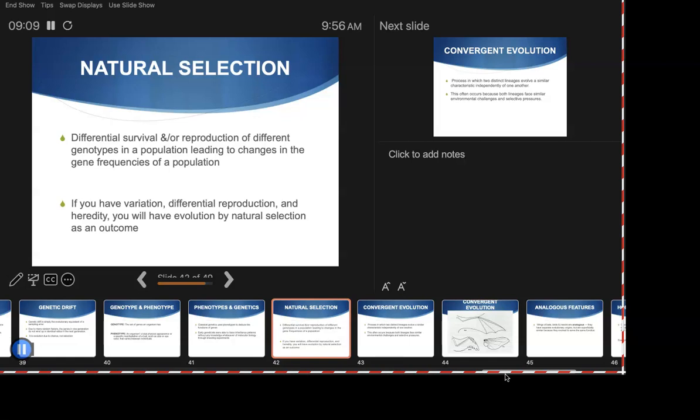And then to apply that, we say if you have variation, do we have variation? This is sort of a call and response here. Do we have variation? Look around the room. Do we have variation? Yes. Do we have differential reproduction? Are all of you going to reproduce equally? No. All right. Do you have heredity? Yeah. Okay, then you will have evolution by natural selection. Ha, I just proved it to you.